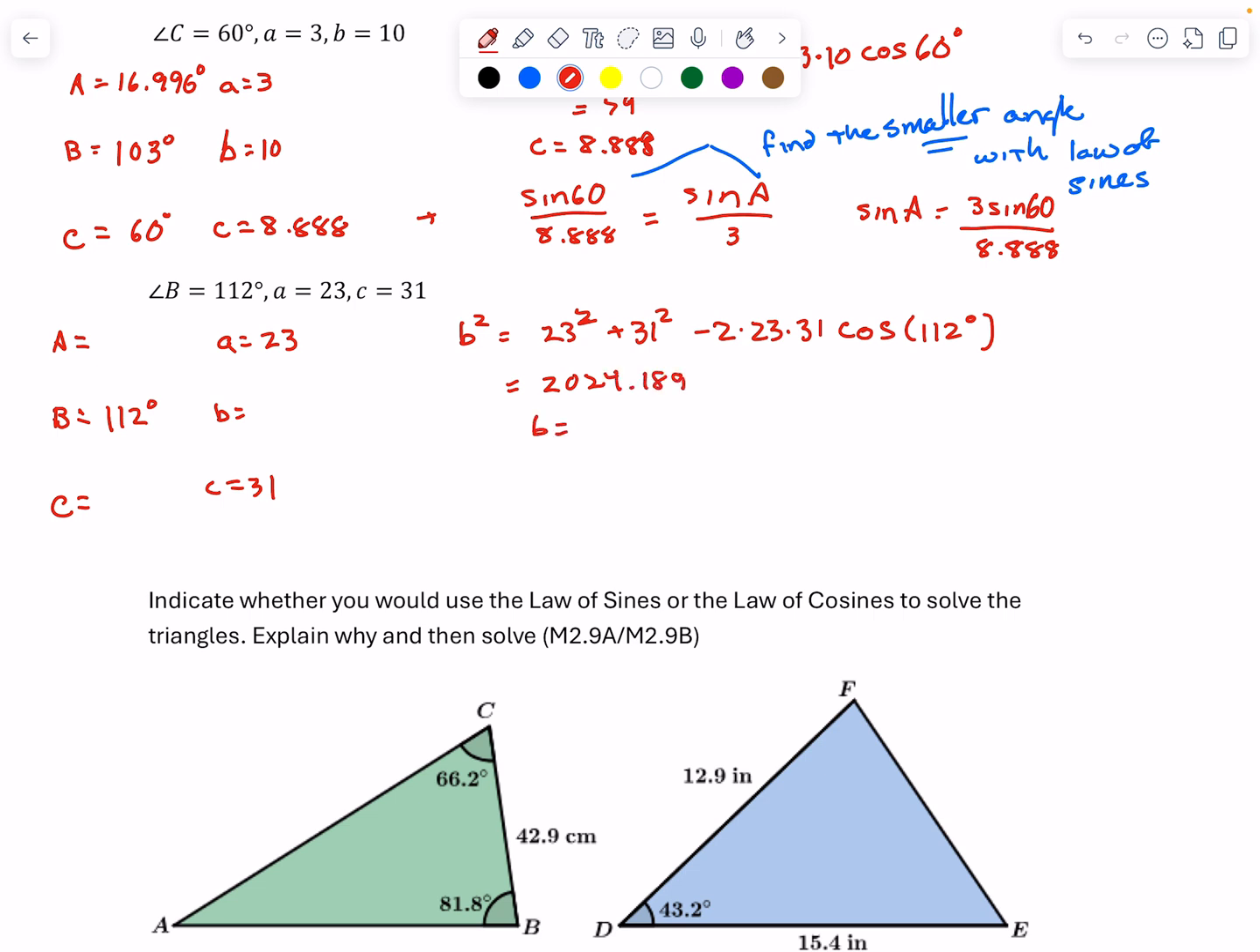Don't forget to take the square root. And we set up one more. Find the smaller angle. Doesn't matter this time because you can't get an angle bigger than 90 because the other two already have to be less than 90 total. But it's a good habit.